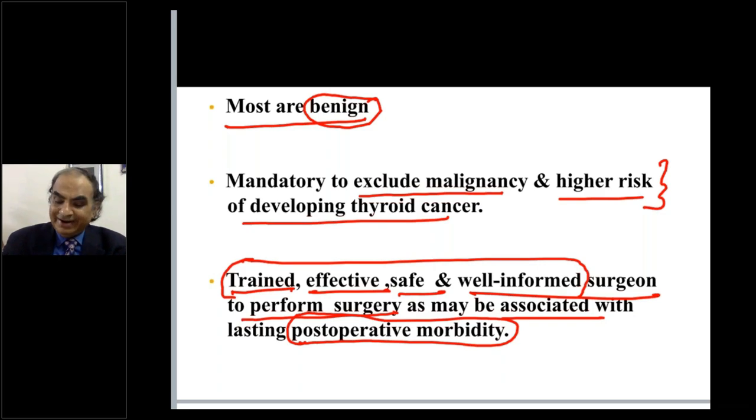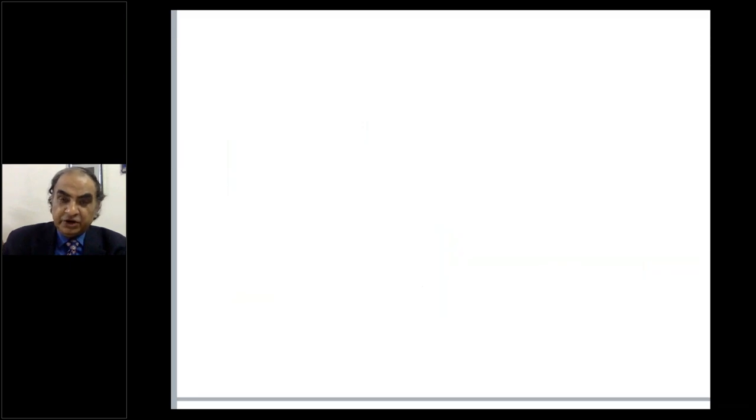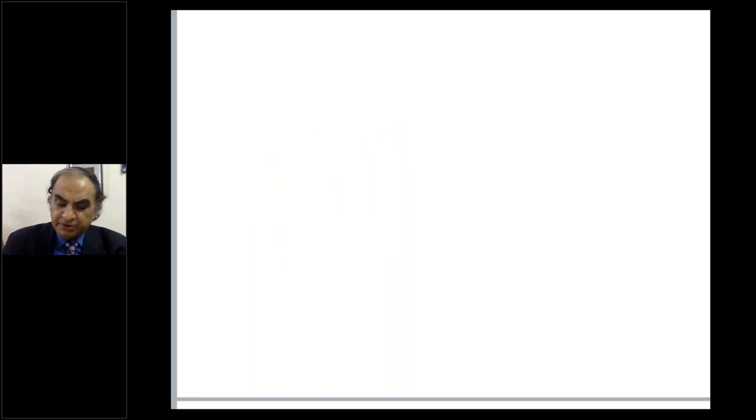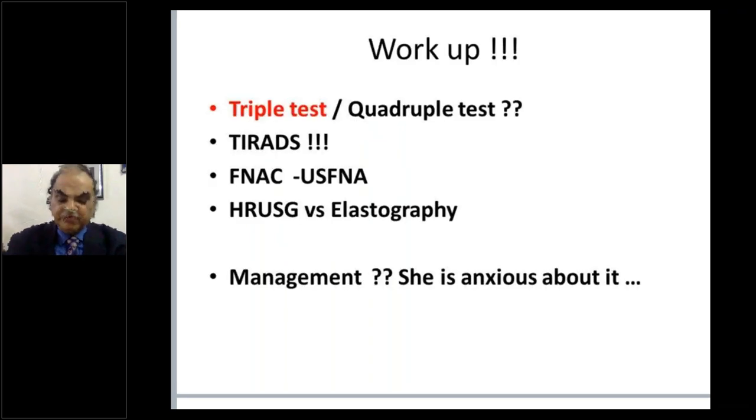It will be tailored to the surgeon, to the center. And as we say, if you're not a safe thyroid surgeon, which means a good volume surgeon, it's likely that you will cause more harm than good, because the morbidity is usually lasting. So it's important. Most are benign, so you don't need to really worry. Simply for the sake of operating, you should not operate.